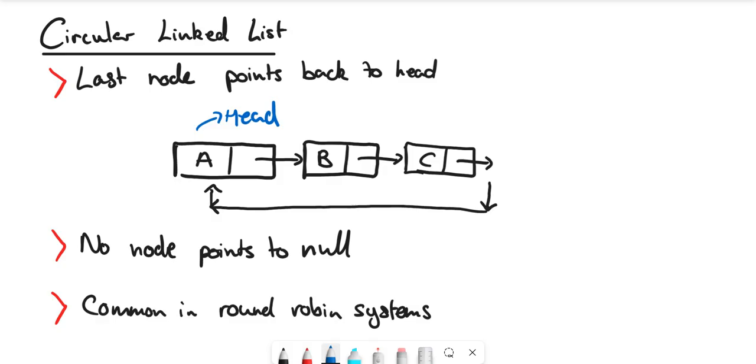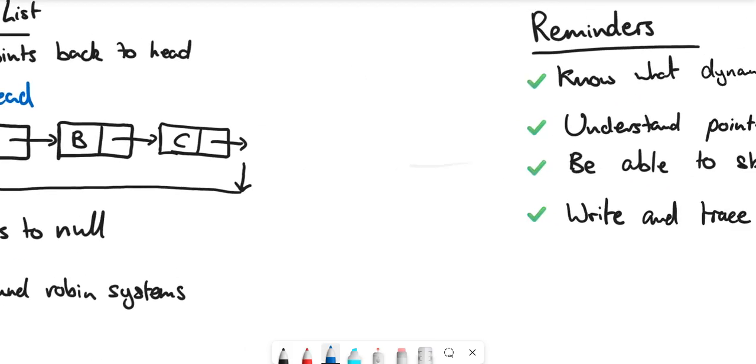So it would have the last node pointing back to the head, no nodes pointing towards null, and it'd be common in round-robin systems. An example of this could be if you were playing Uno. Once you go around the circle and it reaches the last player, the game doesn't end. You go back to the first person.